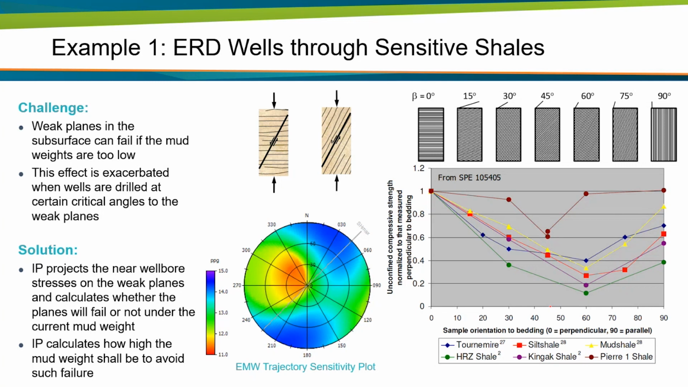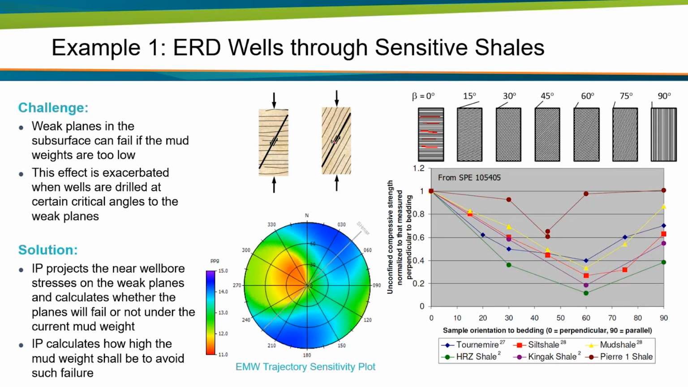So this is a highly deviated well. Maybe a horizontal well, or 80, 70 degrees deviation, extended reach, right? And it goes through a sensitive shale. What does that mean, a sensitive shale? That is a shale with these layers, which are the result of transverse isotropy.